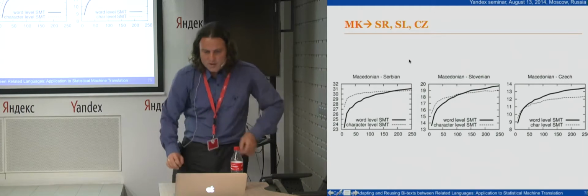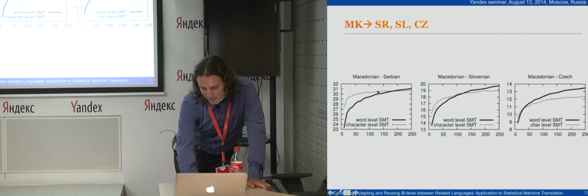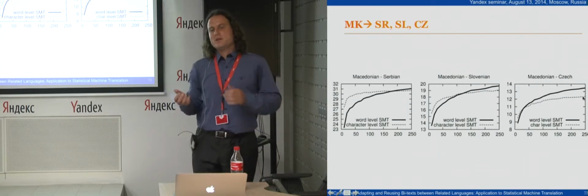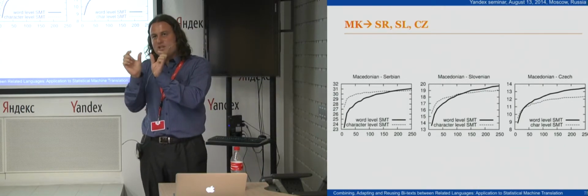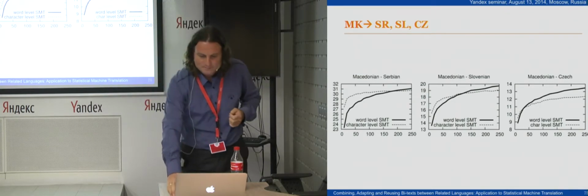So again, looking at the character level translation, if you use Serbian, you see that word level translation starts getting better at some point, as you get more data. Character level is better when you have less, and at some point it becomes worse. With Slovenian, which is further apart, this point happens earlier. Almost from the beginning, it's better to go with words and less with characters, because the transformations that you have to make between the words are bigger. So you cannot capture this with just characters.